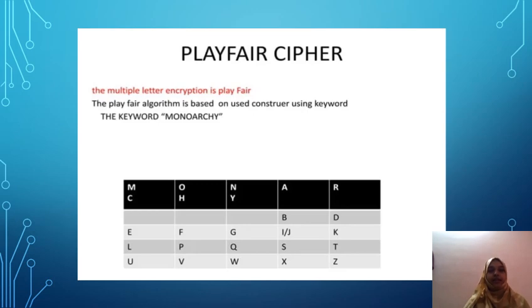So let's have a look at the Playfair cipher. The multiple letter encryption is the Playfair. The Playfair algorithm is basically based on the use of a matrix constructed using a keyword. The keyword is equal to monarchy. Here monarchy is filled in first, and after that we fill in the remaining alphabets. I and J can be kept as one, because we can replace I and J with the same letter.